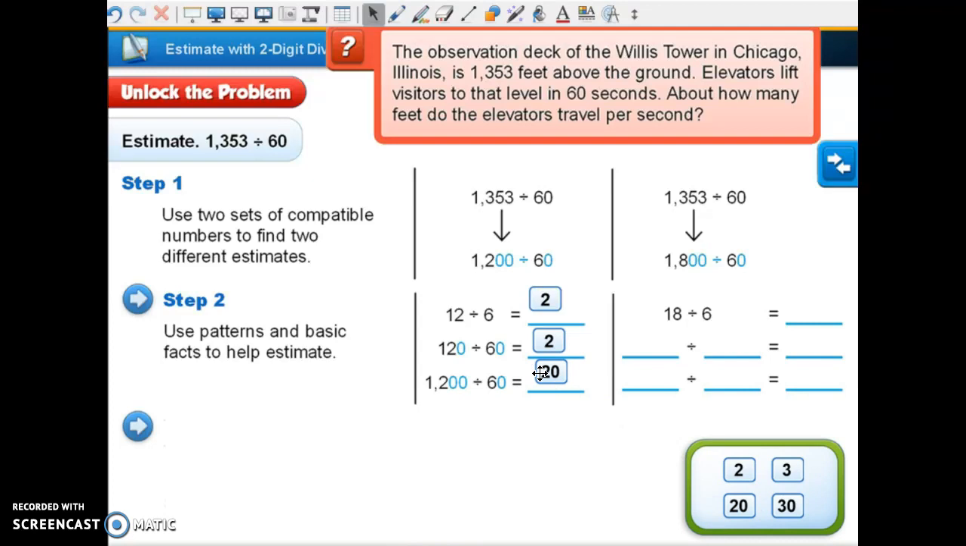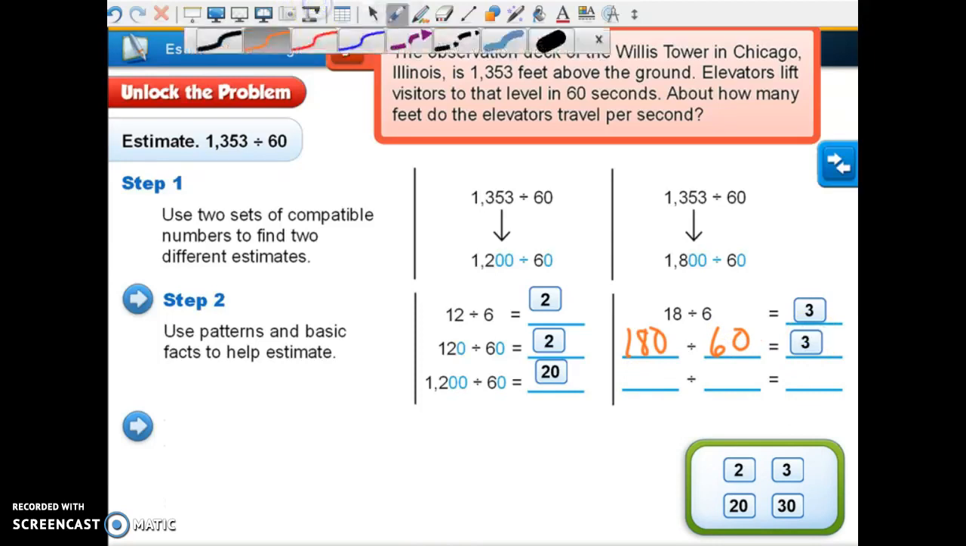If I'm going to divide by 18, I know that 18 divided by 6 is 3, and that 180 divided by 60 is 3. I also know that 1,800 divided by 60, now we've added that extra 0, we've been doing 3, so now this one we need to add an extra 0 to our quotient. So we're going to be at 30.